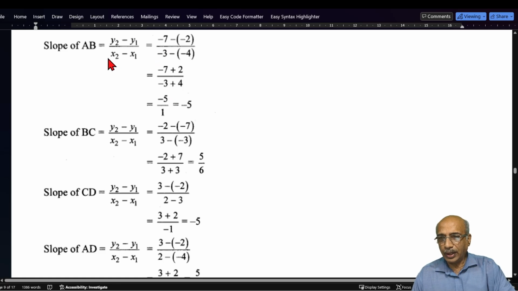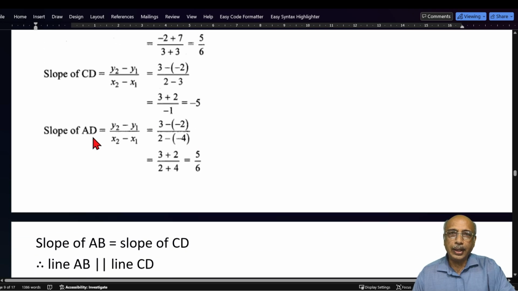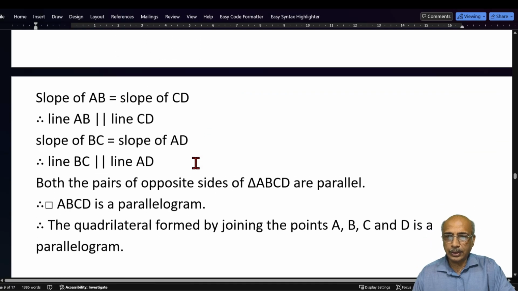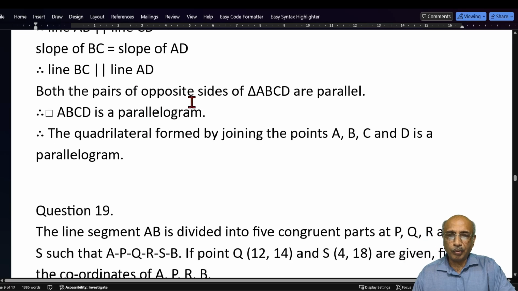So here if you simplify, slope of AB equals minus 5, slope of BC equals 5 by 6, slope of CD equals again minus 5, and slope of AD equals 5 by 6. As slope AB equals slope CD, therefore line AB is parallel to CD. Slope BC equals slope AD, therefore line BC is parallel to line AD. Both pairs of opposite sides of the quadrilateral are parallel. Therefore, quadrilateral ABCD is a parallelogram.